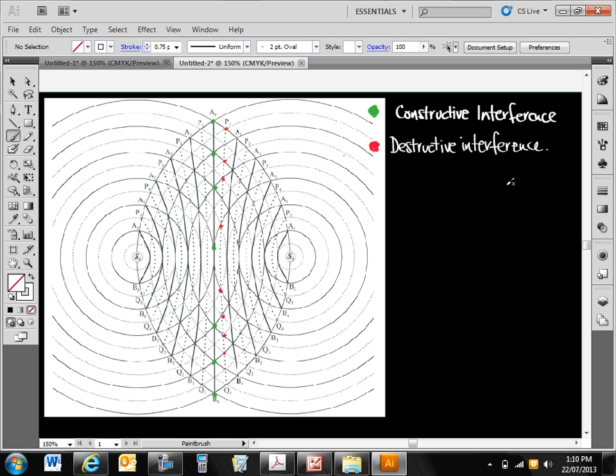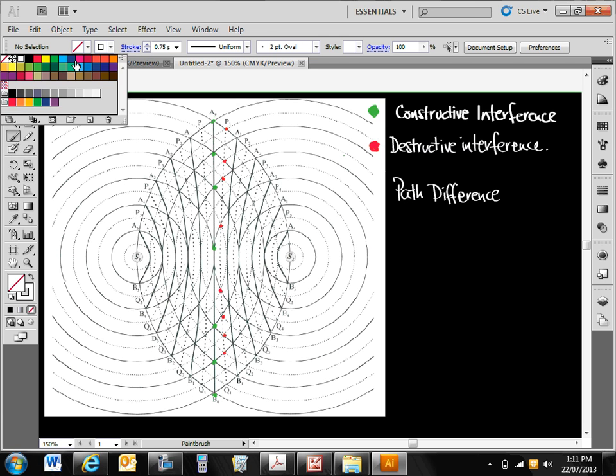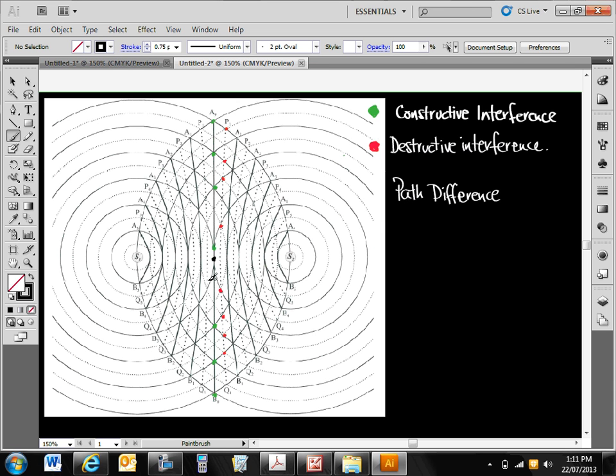I'm going to ask you now to picture this. Think about something called path difference. I'm going to choose a point in the diagram, and I'm going to be interested. This is the point here, right in the center here. What's the path difference from S1 compared to S2 at that point there? And when I mean path difference, I mean the distance from the source to the point.